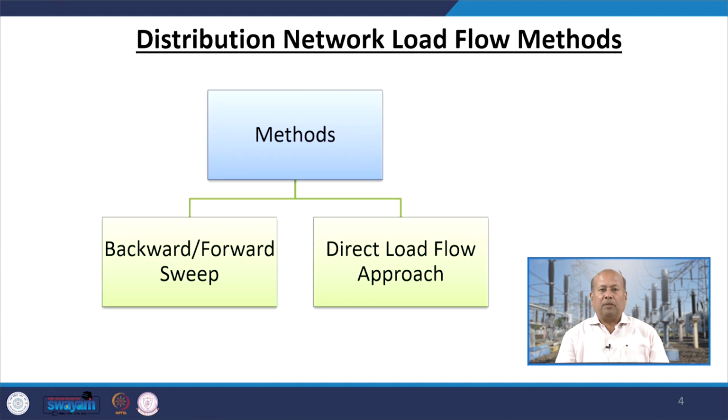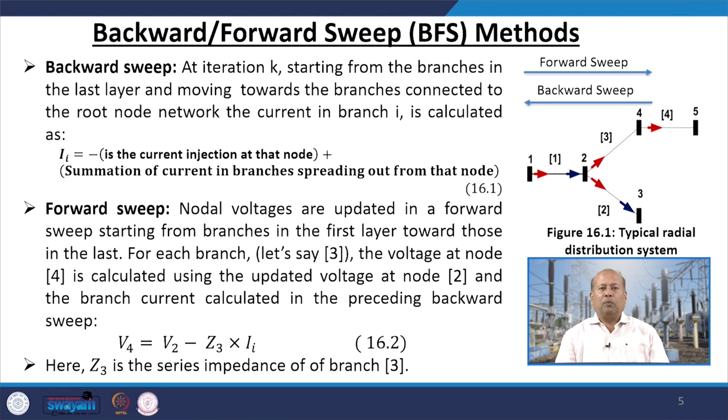Now, distribution network load flow methods are majorly of two types. One is backward forward sweep, which was very commonly used in the past, and the second one is the direct load flow approach. Let us try to understand what the backward forward sweep method for distribution systems is.